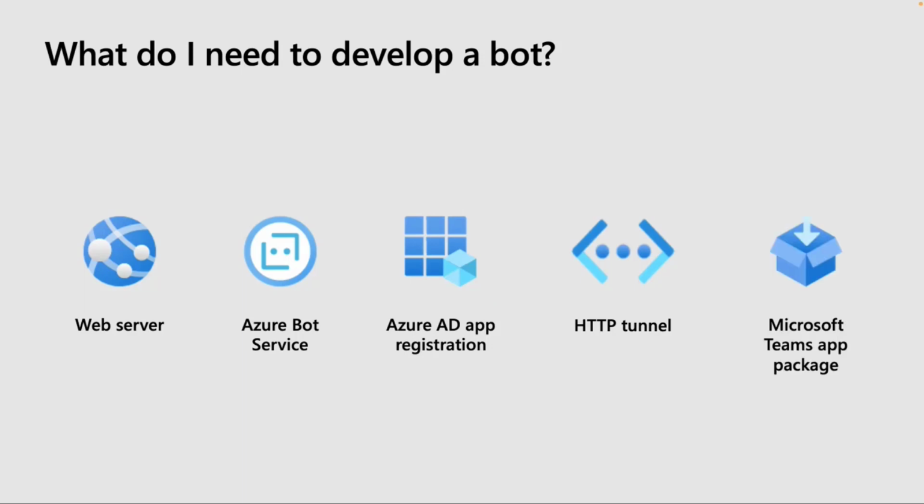And finally, we need a Microsoft Teams app package. This is the app package that we're going to deploy into Teams. It's going to tell Teams that this app contains a bot and all of the necessary information that Teams needs to be able to serve that bot in the user interface, and users to be able to actually install that and use it.